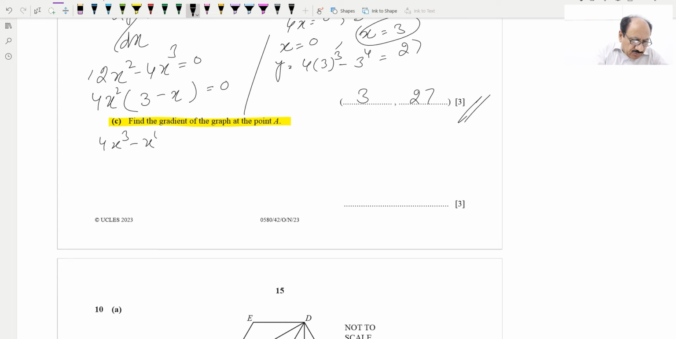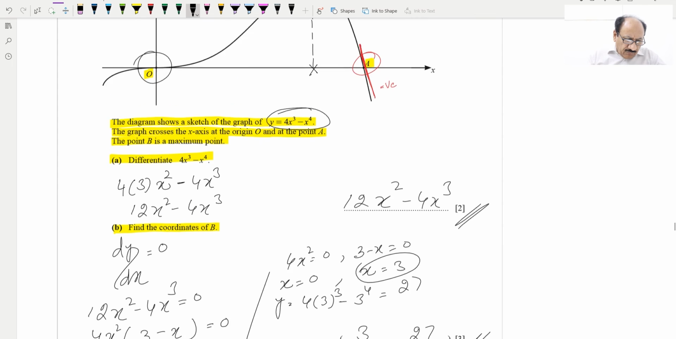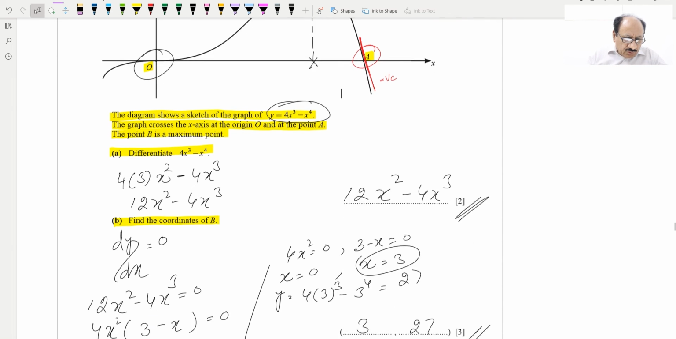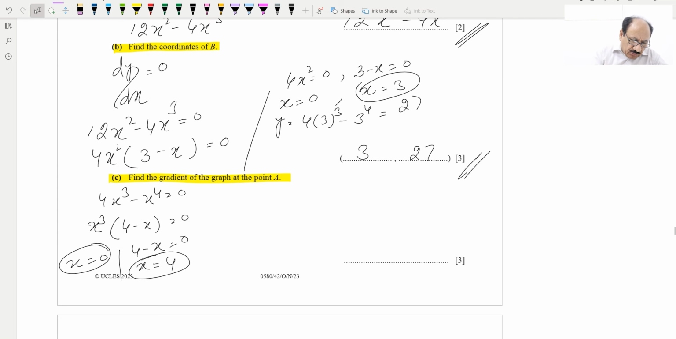4x cubed minus x⁴ is equal to 0, and we can take x cubed as common, and inside will be 4 minus x is equal to 0. So this implies x is equal to 0, or 4 minus x is equal to 0, so x is equal to 4. Now x is equal to 0 is the origin, which we don't want. We want x is equal to 4. So for A, x will be equal to 4, and we will find the gradient at x is equal to 4.